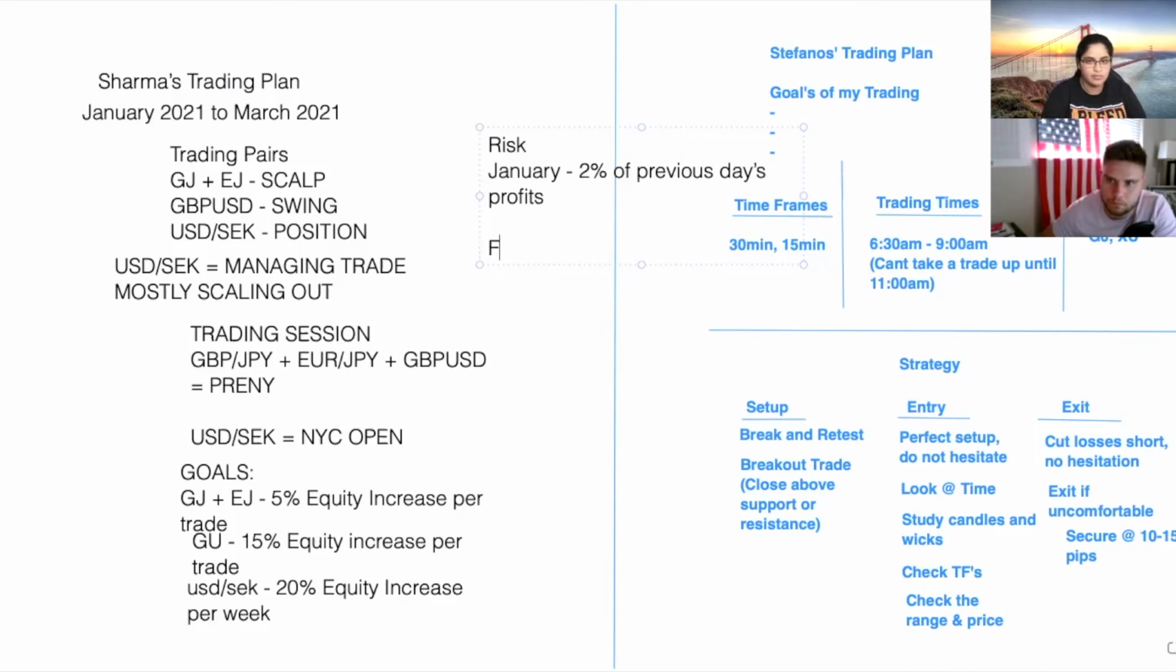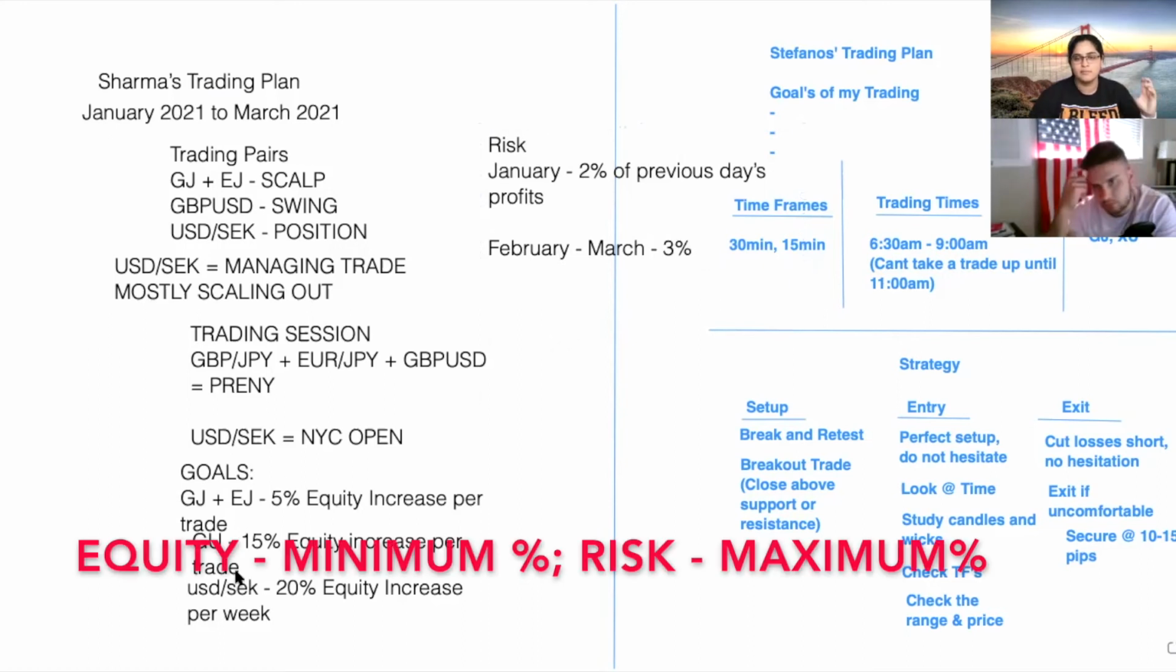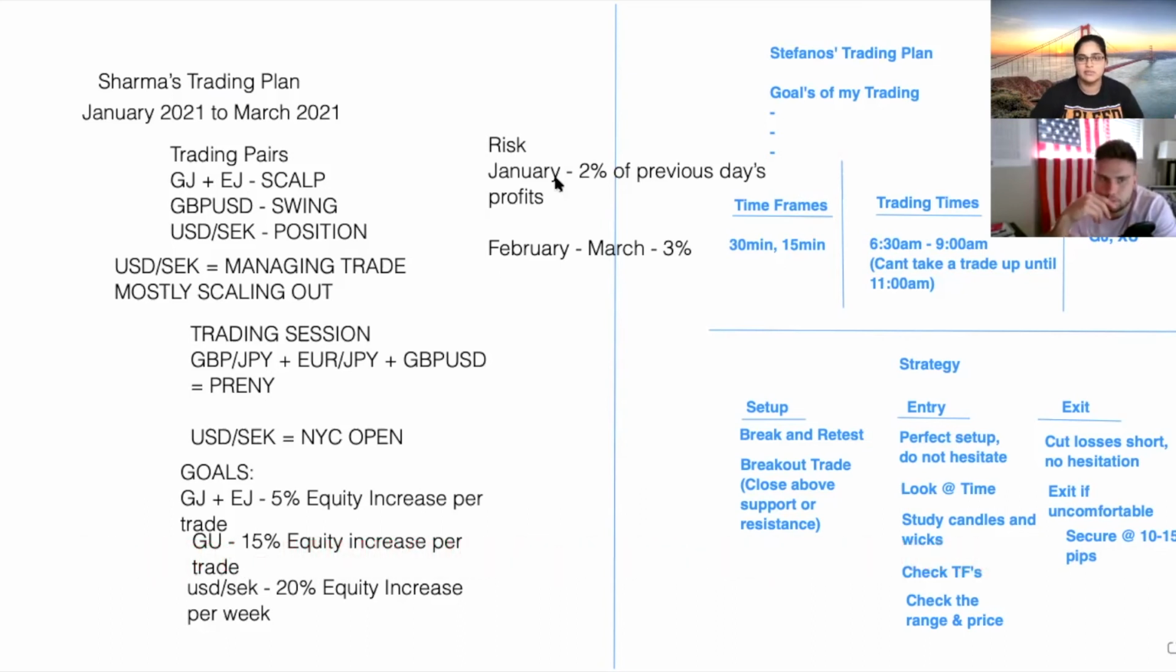And then in February, and do compounds. Exactly. And then February to March, the 8th wonder of the world, I had 3%. So that was my maximum. All my equity goals are minimums. My risk is maximum. So in January, I was only going to risk a maximum of 2% of previous day's profits. And then February to March, it's a maximum of 3% of previous day's profits. So that's how I break it down.